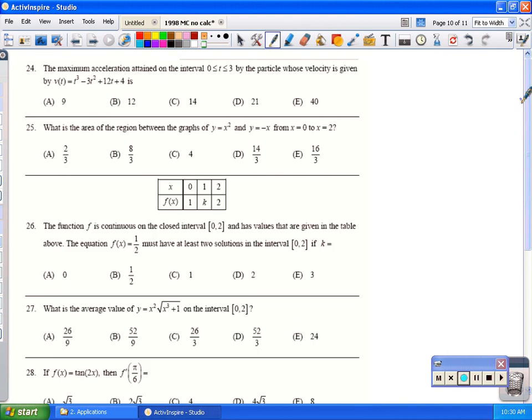Number 24. You wouldn't believe how many people missed this problem because they did not read or think about what the question was asking. It wants the maximum acceleration. So you're right to understand that it is the extreme value theorem. You are correct to understand that the endpoints are 0 and 3. However, when you get the critical numbers, you need whose derivative?